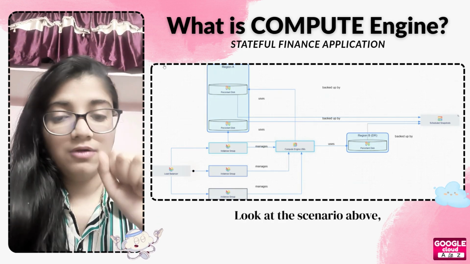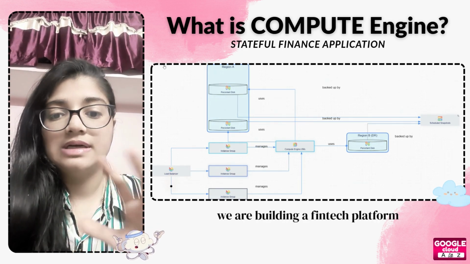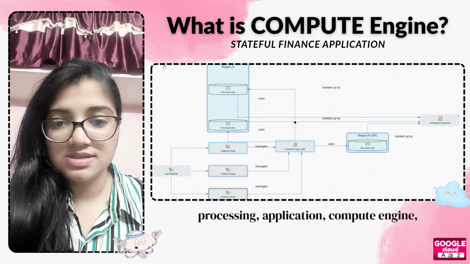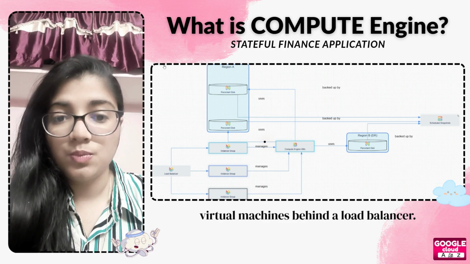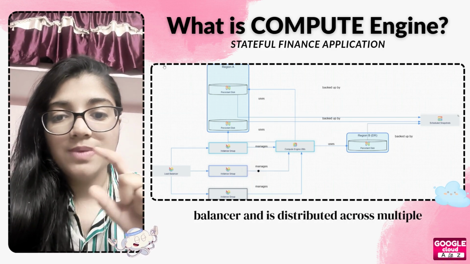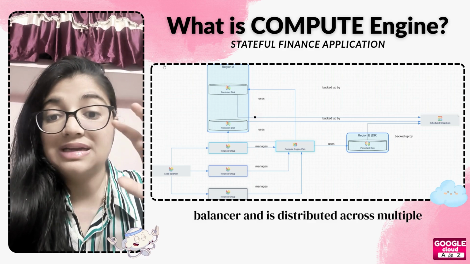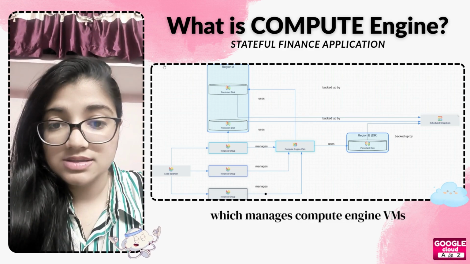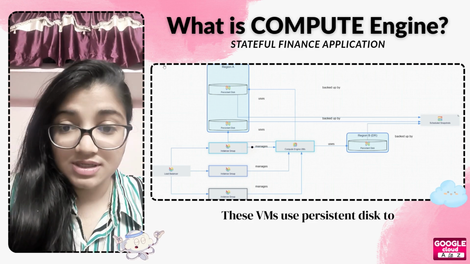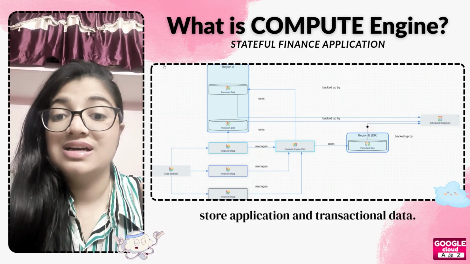Look at the scenario above. What we are doing in this is building a fintech platform that runs a stateful transaction processing application on Compute Engine virtual machines behind a load balancer. User traffic enters through the load balancer and is distributed across a managed instance group, which manages Compute Engine VMs in region A. These VMs use persistent disk to store application and transactional data.